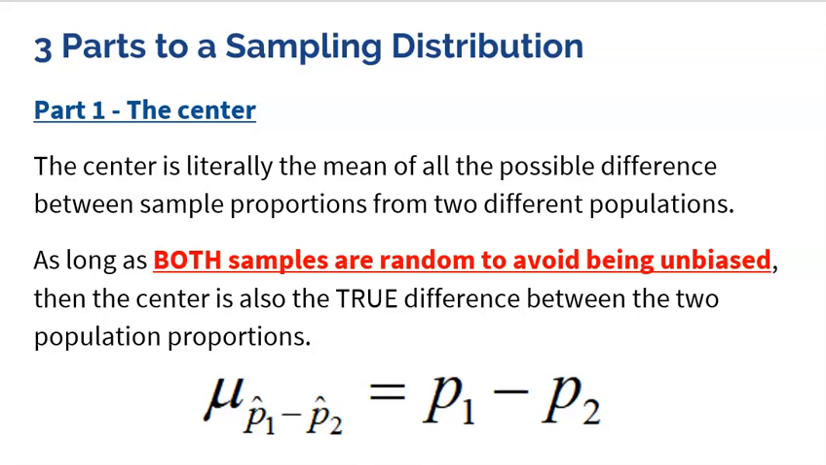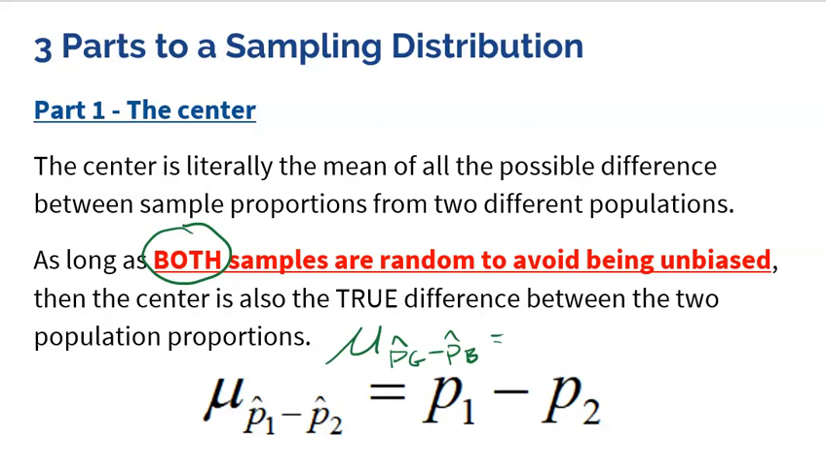Now, there is a condition attached to this, and this should sound familiar. Both samples have to be random to avoid being biased. Now, in the previous problems, we only had one sample. Well, now we got two, so we just got to make sure we add that word both in there. So again, if I'm talking more specifically about my sample, I'm going to say, hey, listen, the true difference between girls and boys, right?